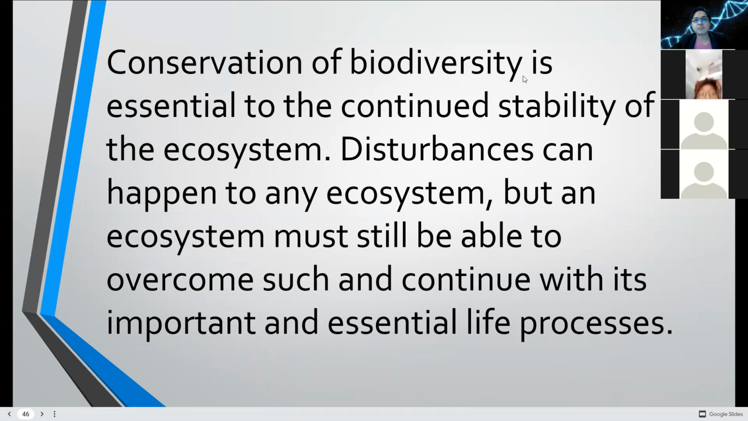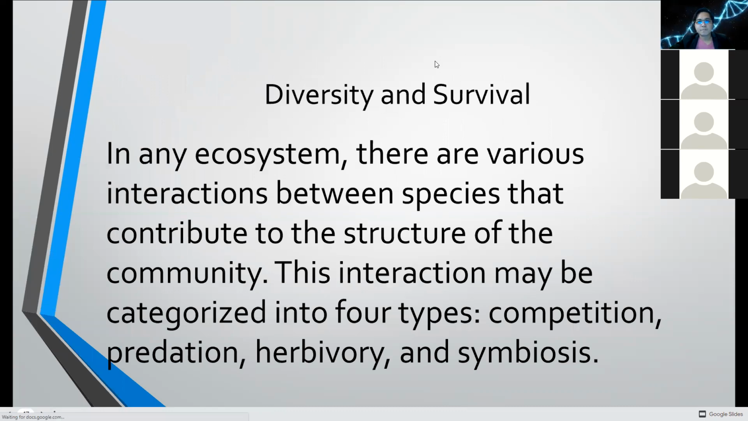Okay? Conservation of biodiversity is essential to the continued stability of the ecosystem. Disturbances can happen to any ecosystem, but an ecosystem must still be able to overcome such and continue with its important and essential life processes. Diversity and survival. Okay? In an ecosystem, there are various interactions between species that contribute to the structure of the community. These interactions may be categorized into 4 types. Okay, we have 4 interactions in an ecosystem.